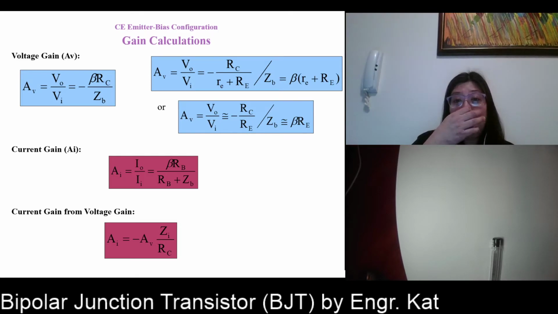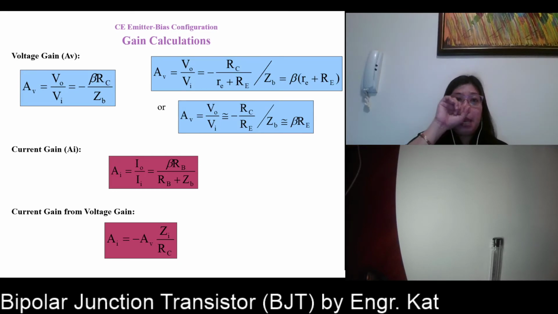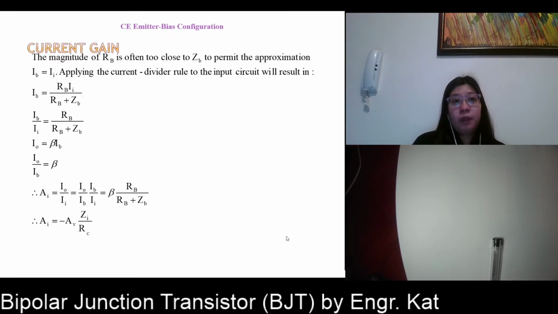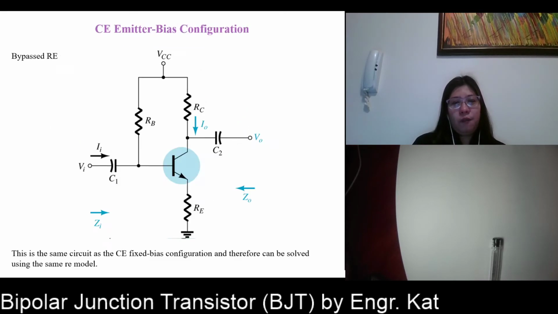So the effect really is lowering. There is still an amplification, but it is very low compared with the one with a bypassed capacitor. Okay, so the formula for current gain comes from your voltage gain. Okay, so here are the derivations. Kindly look at the derivation so that if you suddenly forget the formula, you can always derive it. Okay, so the phase relationship is still the same. Why? Because it is still under common emitter configuration.